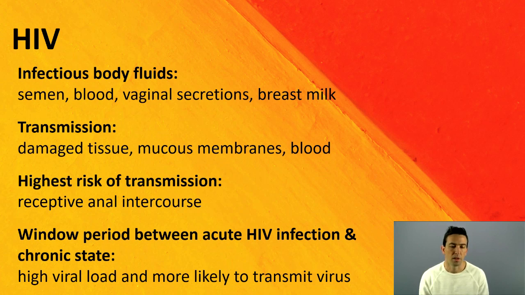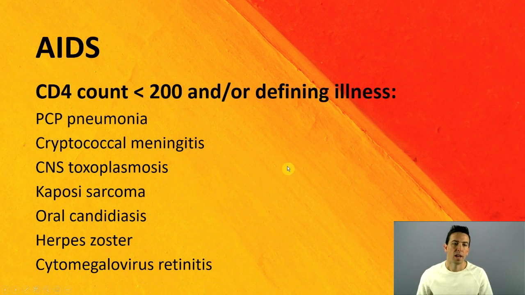So there's a window period between the acute HIV infection and then the chronic state, and that's where the viral load is highest and where patients are more likely to transmit the virus to someone else. And so it's the window period between those two areas. AIDS infection, so this is a CD4 count less than 200 and or a defining illness. We'll go through each one of these here. These are the real high yield ones to know.